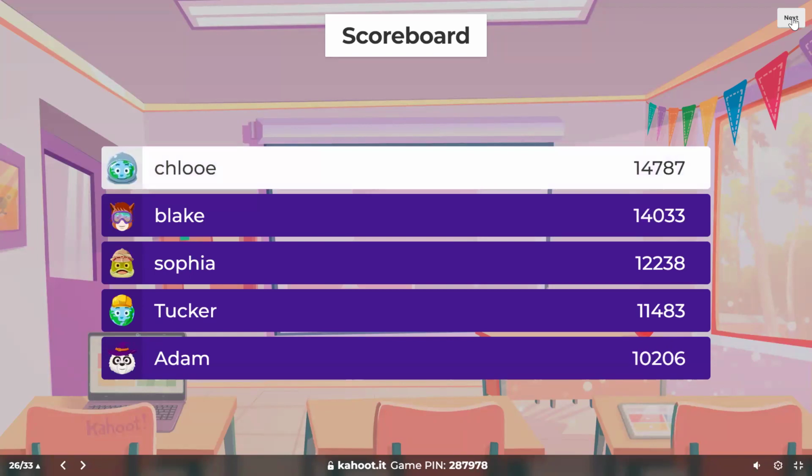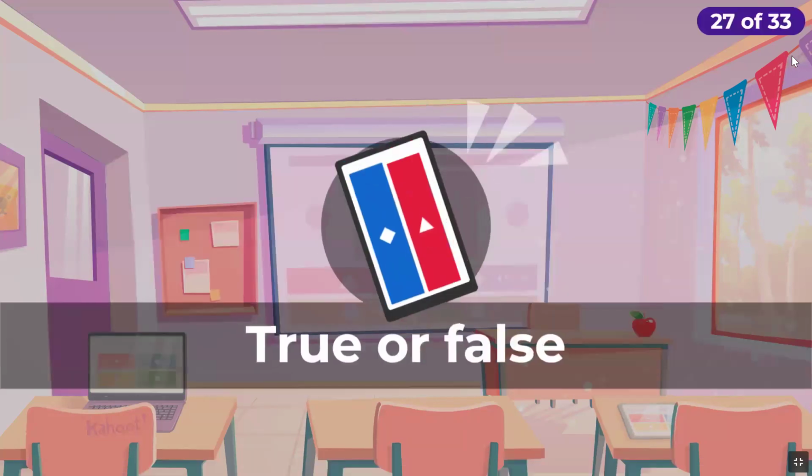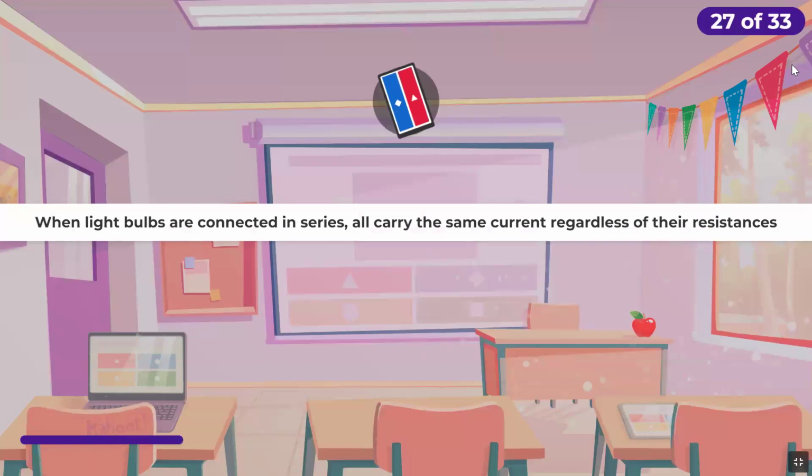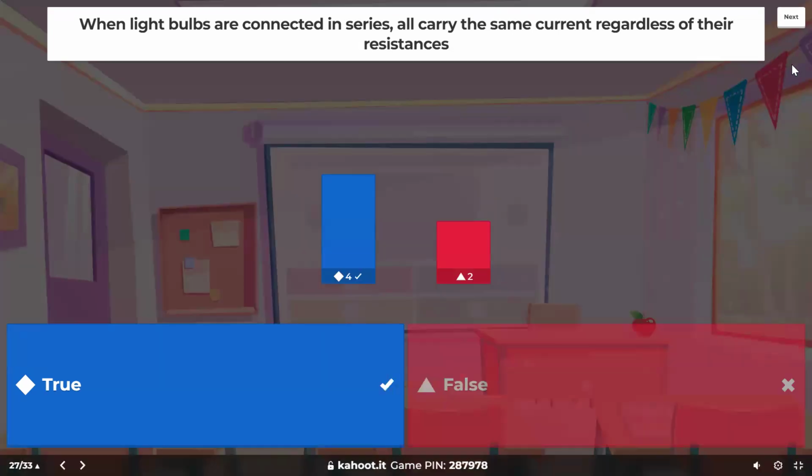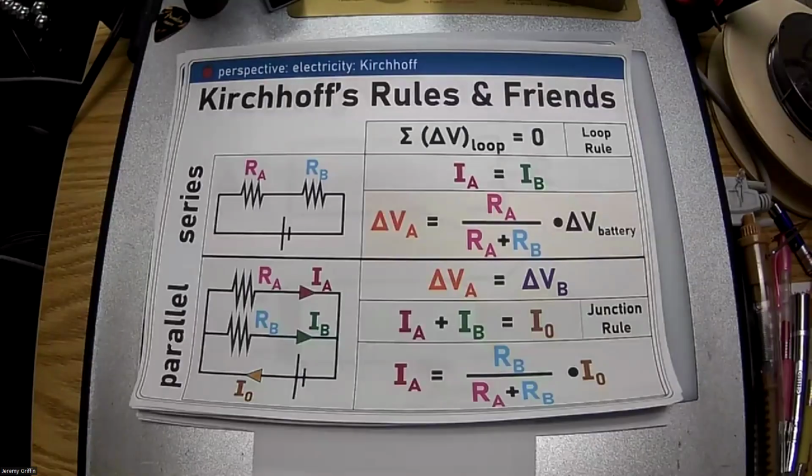All right, got Adam, Tucker, Sophia, Blake, Chloe. When light bulbs are connected in series, they all carry the same current regardless of their resistances. True or false? First with the T. True. Oh yeah, true.